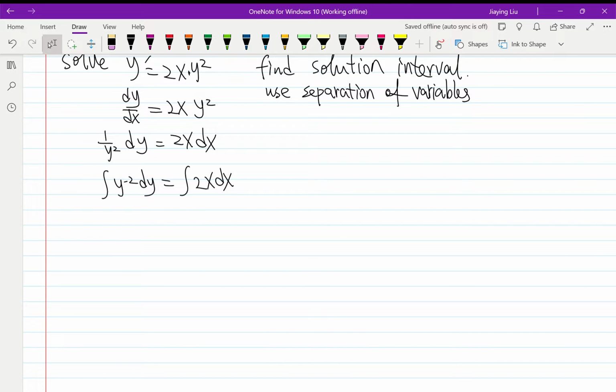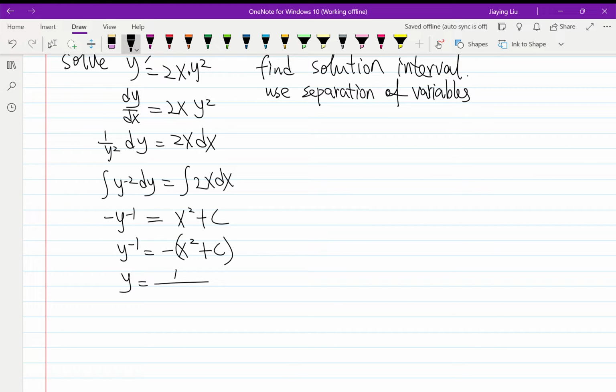If we integrate y to the negative 2, I get negative y to the negative 1. The right-hand side, I have x squared plus c. Solve for y. Divide by negative 1, so I get y to the negative 1 equals negative (x squared plus c). Flip both sides, so I get y equals 1 over negative, but I'm going to put negative 1 in the numerator, so I have negative 1 over x squared plus c. You can keep it in the denominator, but it's just kind of preference.